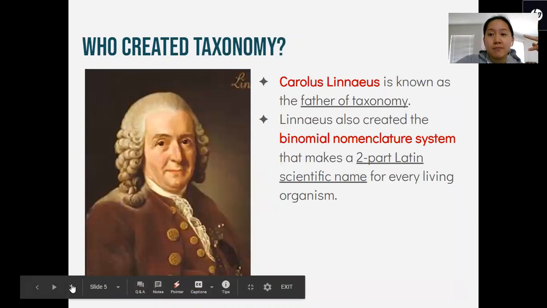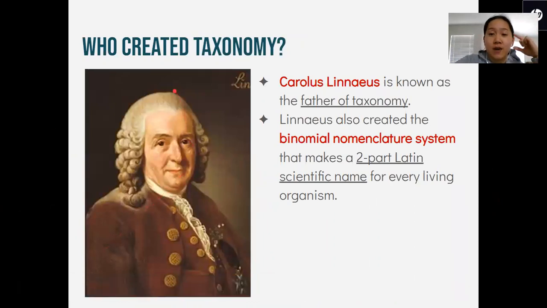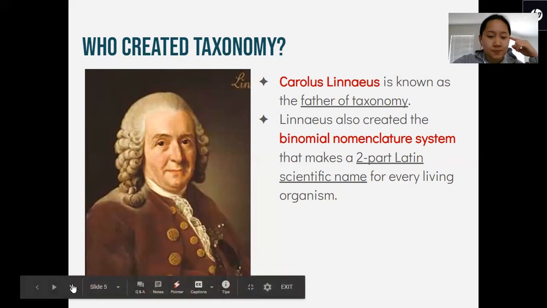So who created taxonomy? This dude named Carolus Linnaeus is known as the father of taxonomy. He also created the binomial nomenclature system, which is a two-part Latin scientific name that is given to every single organism. It helps keep us organized throughout all the continents where we study organisms, right? Because Latin is actually a dead language. Nobody speaks it anymore, but we can use it for scientific names of organisms. That way, if you're communicating to somebody in Russia, for example, about an organism, they understand which organism you're talking about, because the Latin name reference is always the same and always consistent.